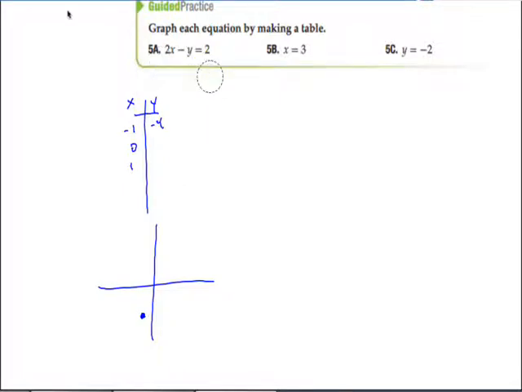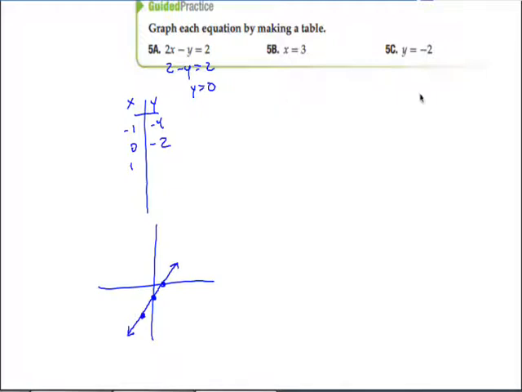Then I'll make x 0. Okay, so now x is 0, so then I just get 0 minus y equals 2. And so when x is 0, y is -2. Okay, so then I would go 0, -2, and there's a point. What about when x is 1? When x is 1, we get 2 minus y equals 2, and I end up with y equals 0. So I have that. So this is what my line looks like. Okay? No problem.